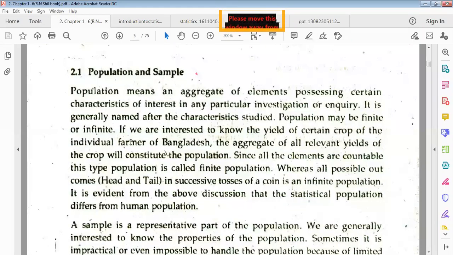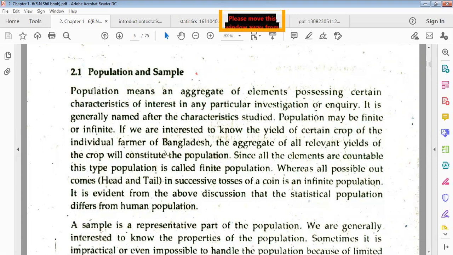Now, what is population and sample? Okay, what is population and what is sample? Population means an aggregate of elements possessing certain characteristics of interest in any particular investigation or inquiry. It is generally named after the characteristics studied. Population may be finite or infinite. Actually, when we study a region, Chittagong region, the whole division of Chittagong will be the population. Understand? Now we will try to find out the literacy rate of Chittagong division.